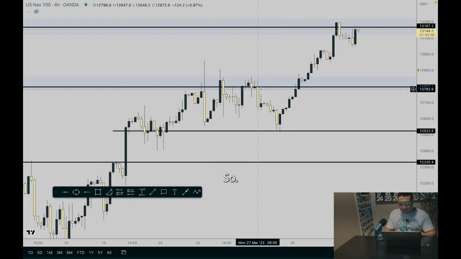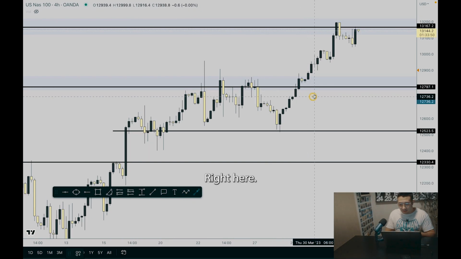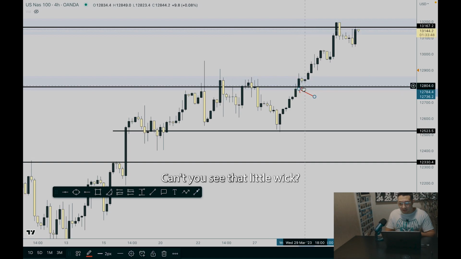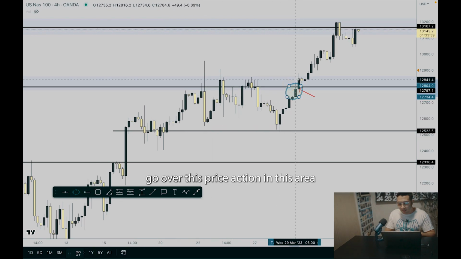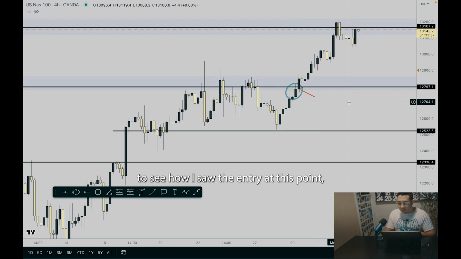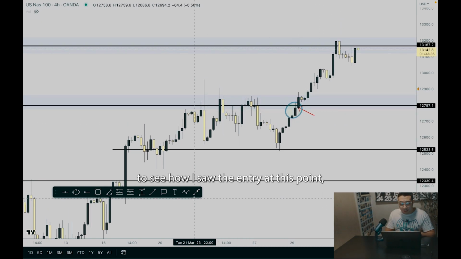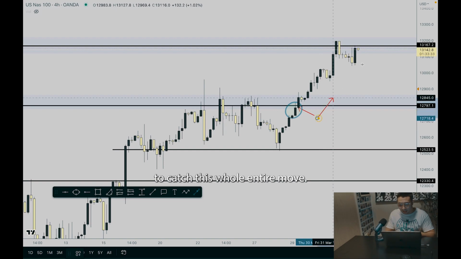All right, so here's where we entered, right on this candle here. I'm going to draw an arrow to it right here. This candle, you see that little wick? Okay, we entered in this area. So I'm going to highlight this with an ellipse, and we're going to go over this price action in this area to see how I saw the entry at this point to catch this whole entire move.